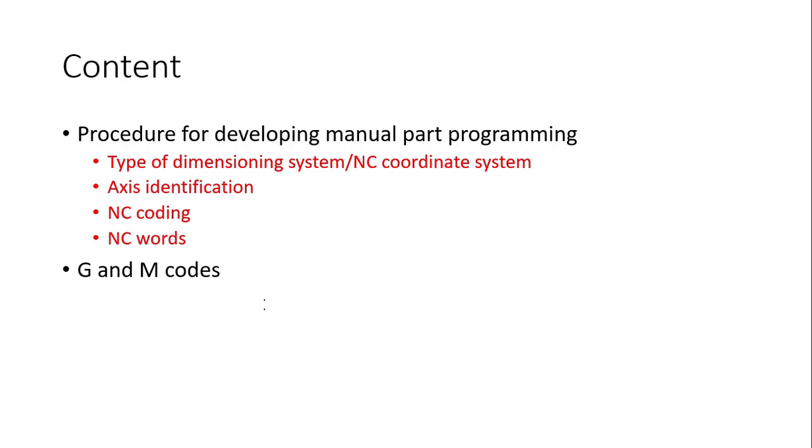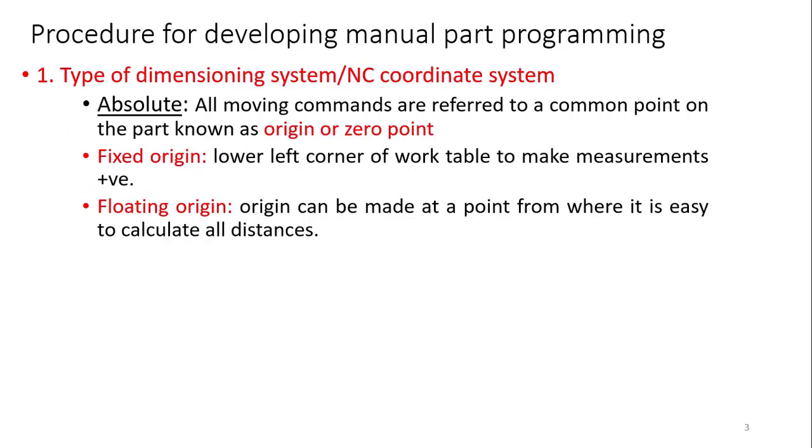Correct. So how do we flow through a program? If I am making a program for drilling or turning, how do I flow down in a program? Clear? So today's important topic is the procedure for developing manual part programming, that is, how to write a part program. Then we will discuss some of the G and M codes. The remaining ones you will have to remember or cram. The procedure for developing manual part programming is the first point, in which we have different parts.